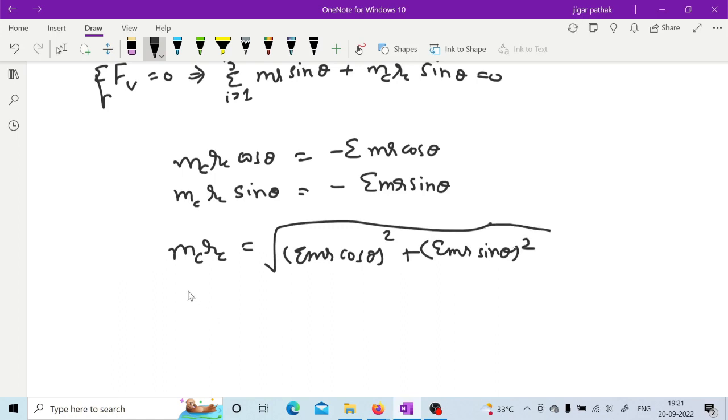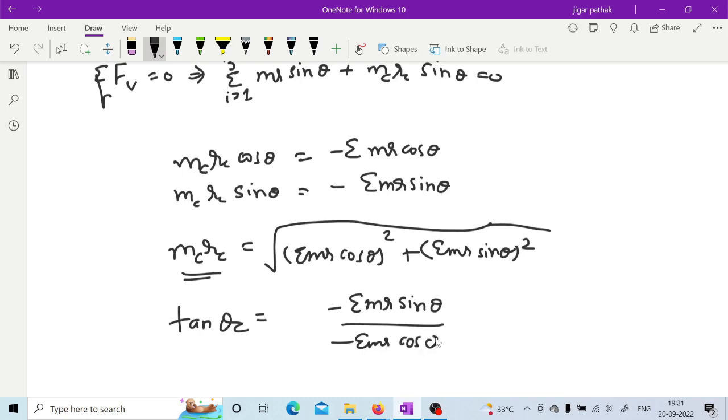Here, as we received this m_c r_c previously in that graphical method, here also you will get the value of m_c r_c. And that theta was directly available from that graphical method. Here you have to calculate this theta by taking the ratio of the above equations, m r sin theta upon m r cos theta.